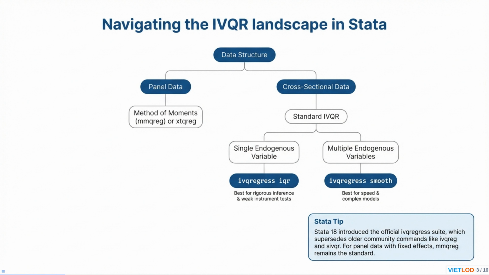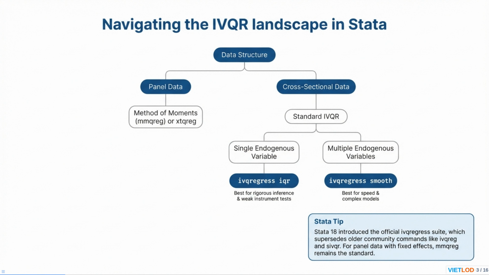This flowchart provides a clear roadmap for selecting the appropriate instrumental variables quantile regression command based on your data structure. Your decision starts with whether you have panel or cross-sectional data. For panel data, the method of moments approach using commands like mmqreg or xtqreg is standard. For cross-sectional data, the choice within the official IVQregress suite depends on model complexity.